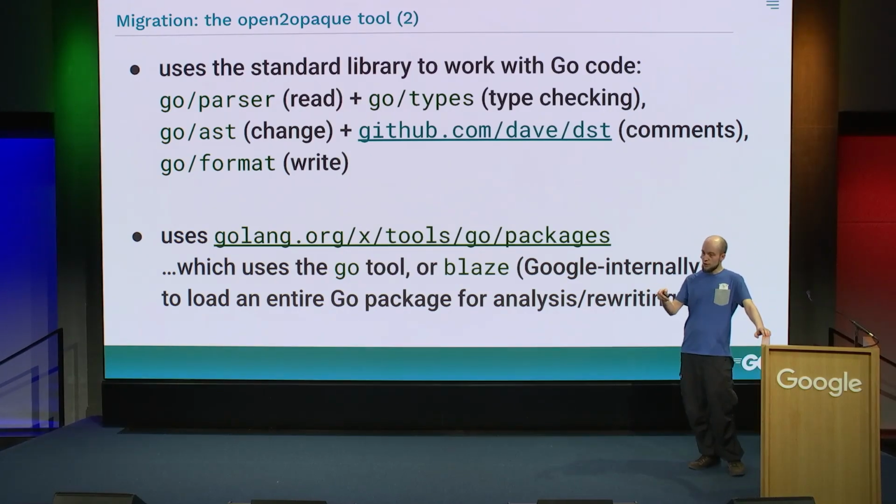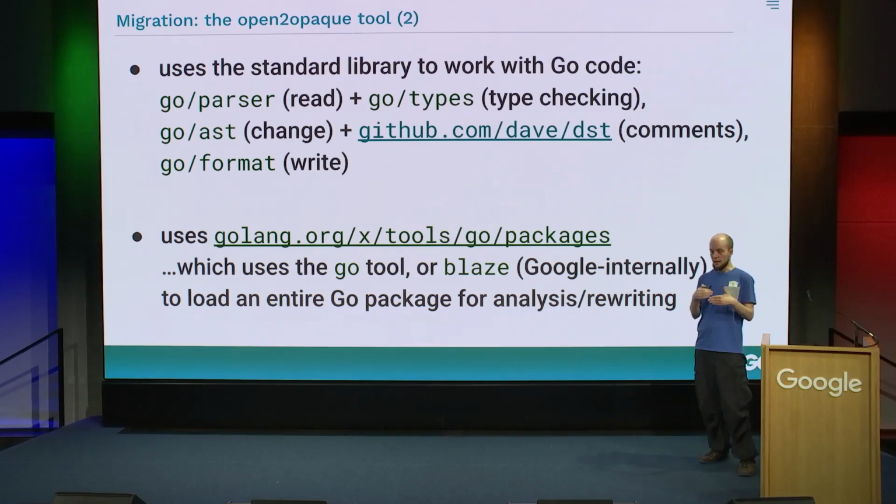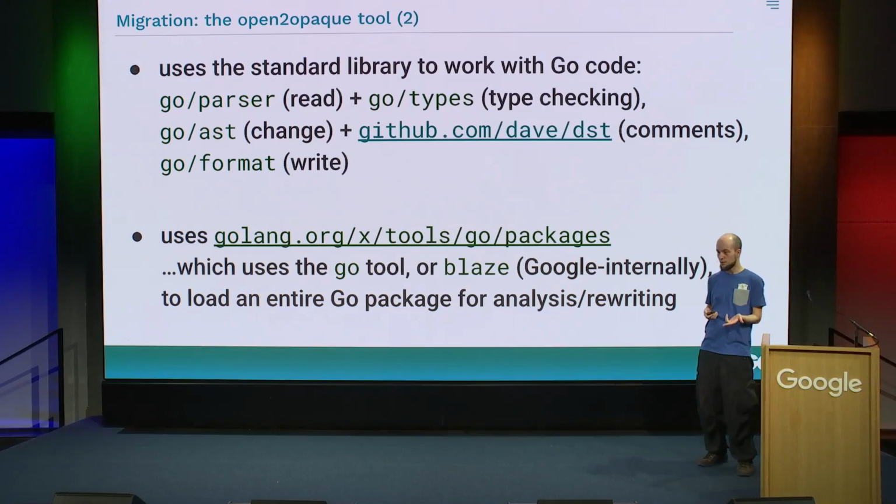And then lastly, we use the Go format package to turn the AST or DST back into Go source code. Now, this is the AST-level thing, and in order to obtain a typed AST, we use another package from the X repositories, which is called go/packages, and this is very handy because it is a tool to load entire Go packages.